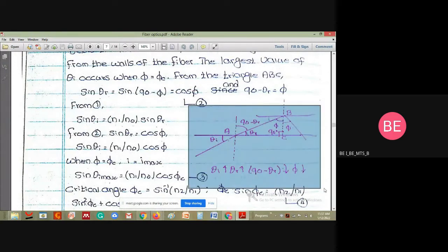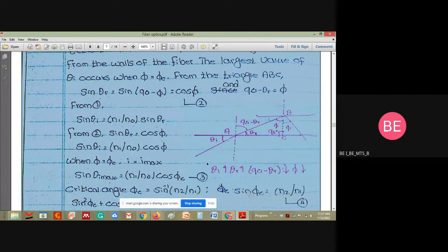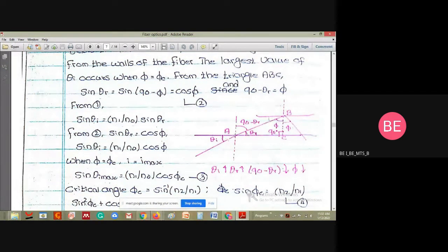So if theta I is increased, I hope you remember this diagram, right? This is a very important concept which gives you the relation between the angle of incidence at the air core interface and the angle of incidence at the core cladding interface, right? So this is our angle of incidence theta I at the air core interface at the point A, and this is the core cladding interface at the point B. Phi is the incident angle, and we already said that this angle will be equal to 90 degrees.